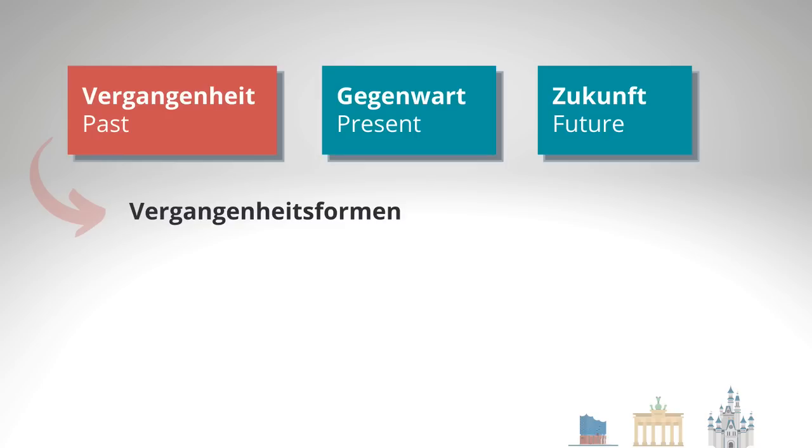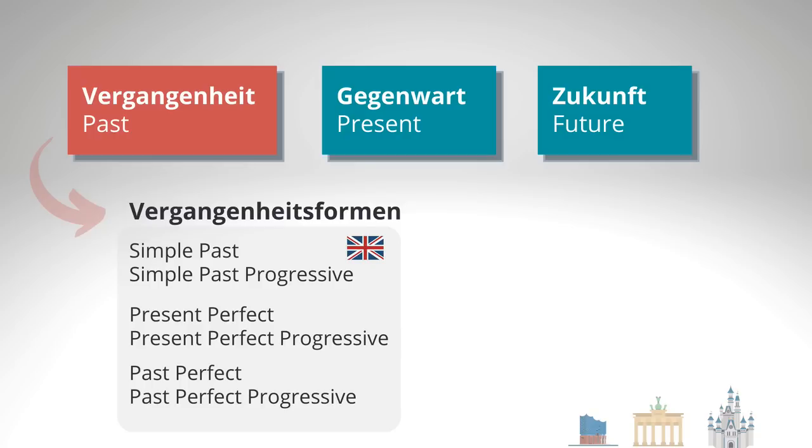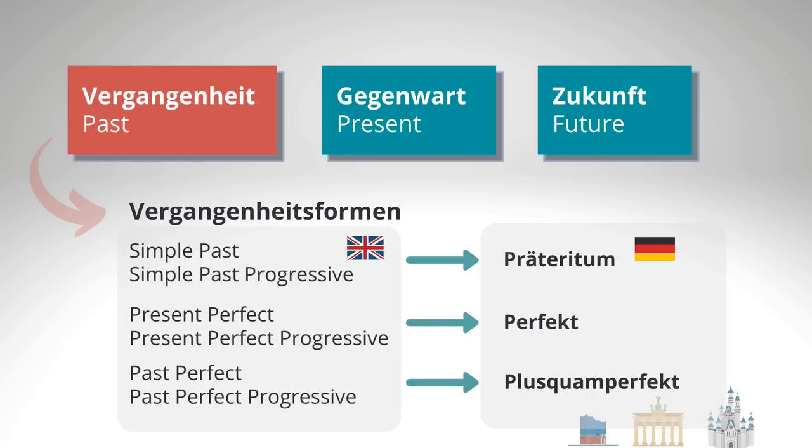So what Vergangenheitsformen are there? Let's first take a look at the past tenses in English. Here we have the simple past and past progressive, the present perfect and the present perfect progressive, and the past perfect and the past perfect progressive. So you see 3 tenses plus their progressive forms. Makes a total of 6 past forms in English. In German we only have half of that amount. We only have 3 past forms.